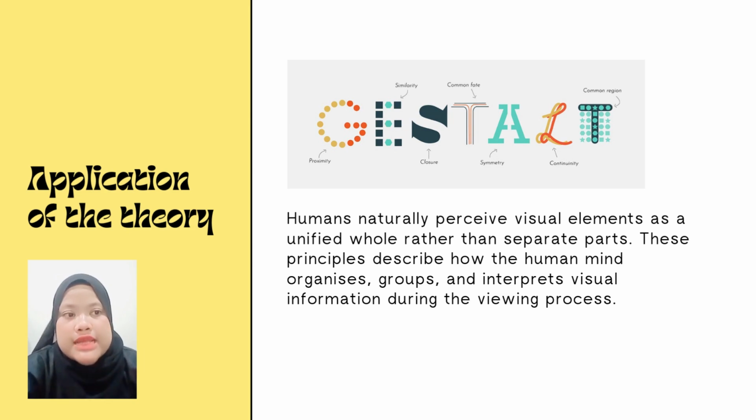So this topic explains how humans naturally perceive visual elements as a unified whole rather than separate parts. The principle describes how the human mind organizes, groups, and interprets visual information during the viewing process.